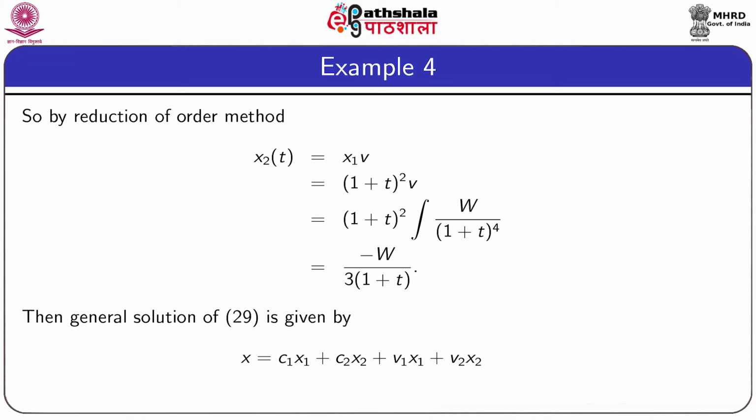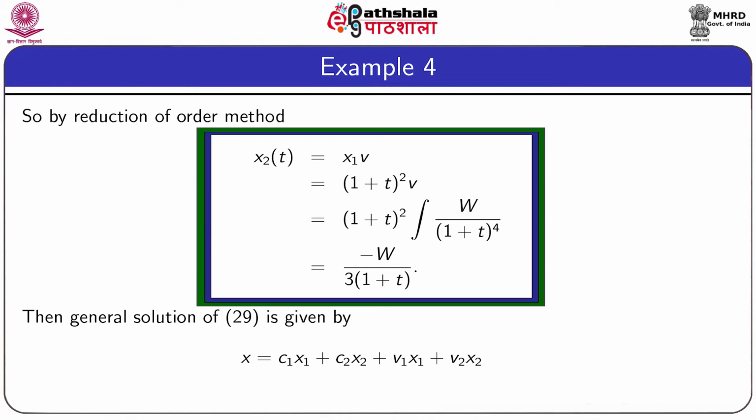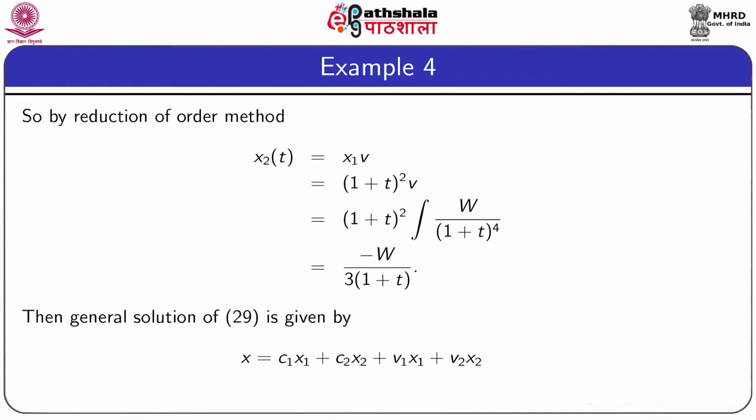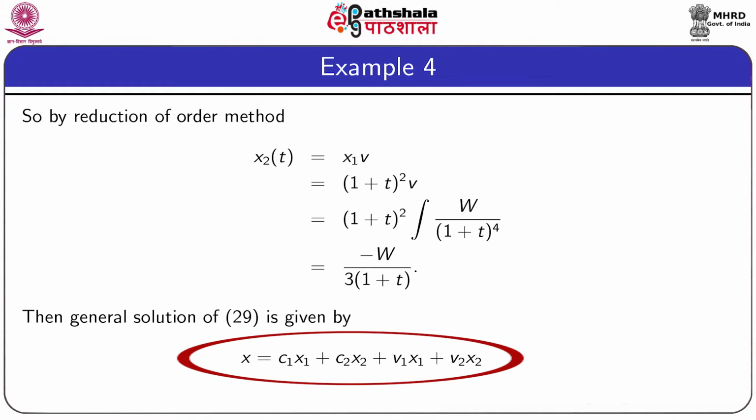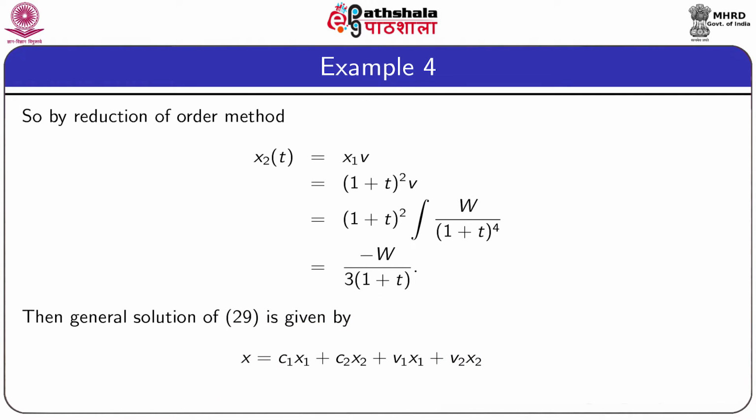So, by reduction of order method, we will get x 2 is equal to x 1 v, which is equal to 1 plus t square into v, which is equal to 1 plus t square integration W by 1 plus t whole to the power 4 dt. And if we integrate this, we will be getting this is equal to minus W divided by 3 into 1 plus t. Hence, the general solution of 29 is given by x equal to c 1 x 1 plus c 2 x 2 plus v 1 x 1 plus v 2 x 2.